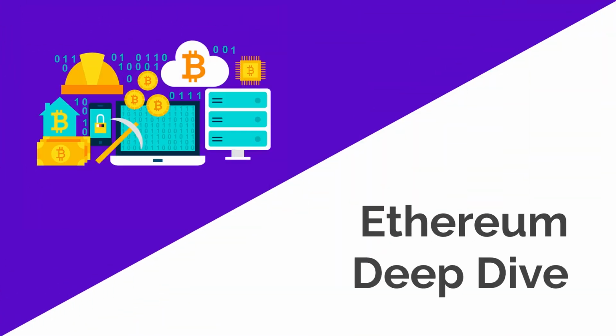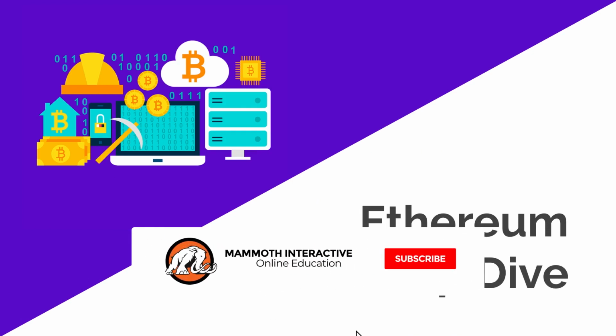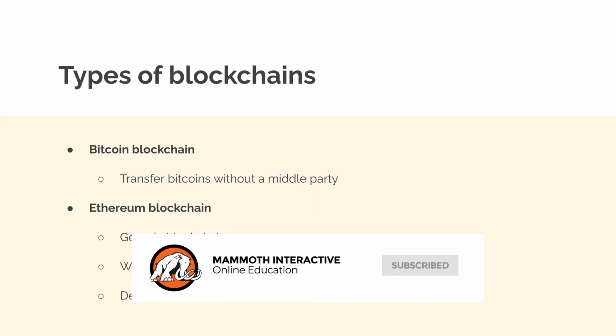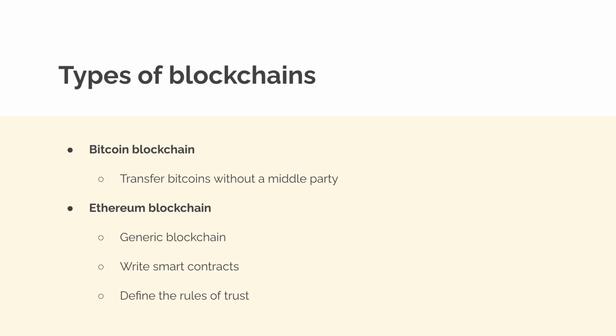Hello everyone, and welcome back to our course. In this lecture, we're going to do a deep dive and look at the Ethereum blockchain. So to recap, there are different types of blockchains. For example, the Bitcoin blockchain was the first blockchain, which is primarily for transferring Bitcoins without an intermediary. Then there's also the popular Ethereum blockchain. This is a generic blockchain that was built for writing smart contracts. And you can define the rules of trust with these smart contracts. So you can actually have your own custom rules.